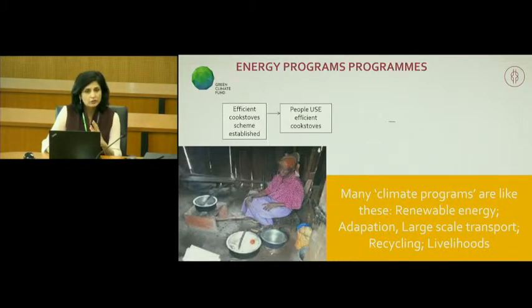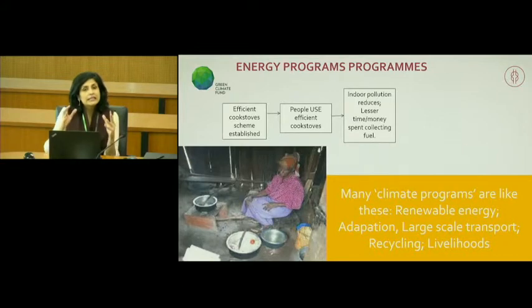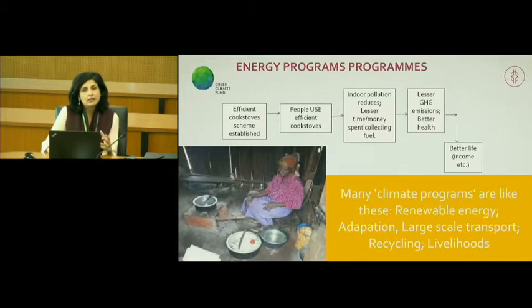And usually the theory of change, again, with the caveat that this is linear, goes like this. There is an efficient cook stove scheme that is established. The next node is that people use these efficient cook stoves. This in turn leads to a consequence. So notice that there is a node that says that indoor air pollution gets reduced. And simultaneously, there is less time and money spent collecting fuel. And the last node is that there are lower levels of greenhouse gas emissions and consequently better health, which leads to then better life. So this is a very simple looking theory of change.